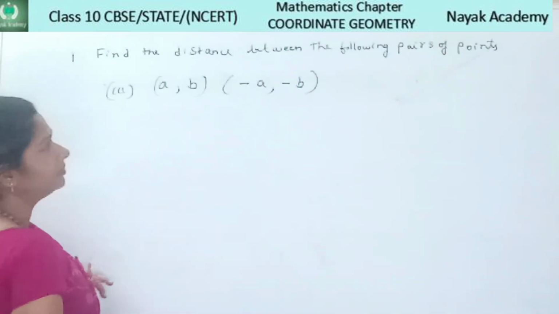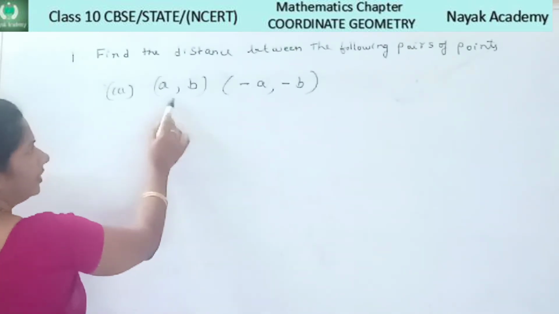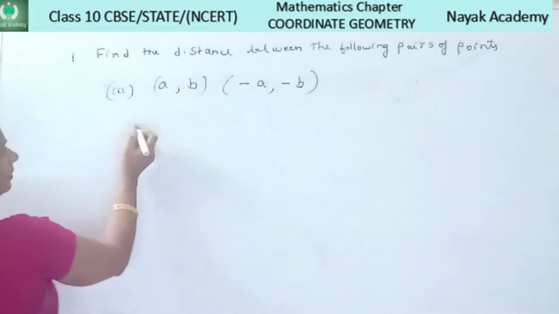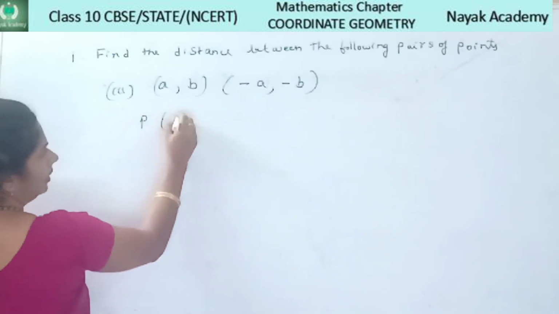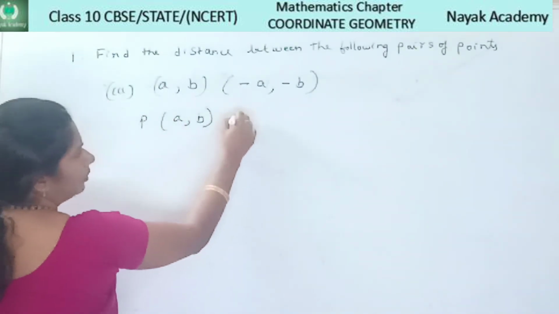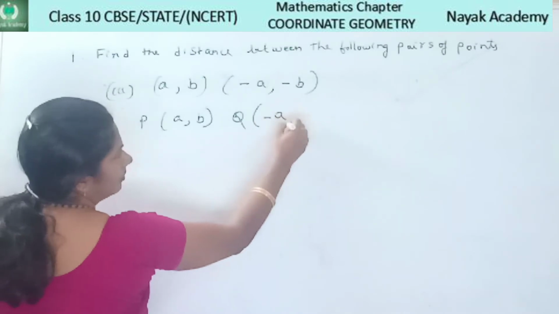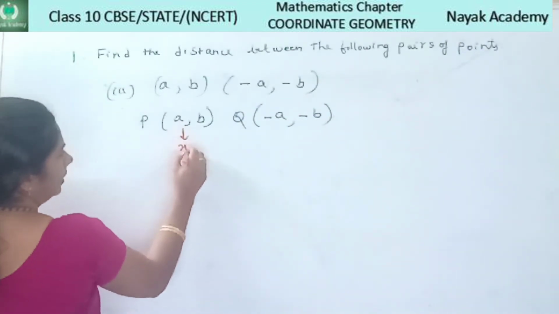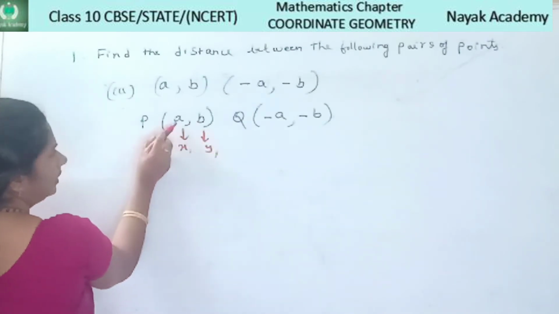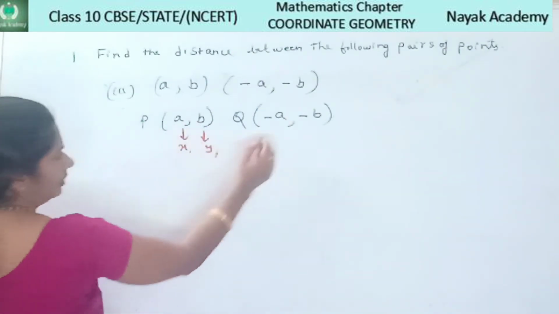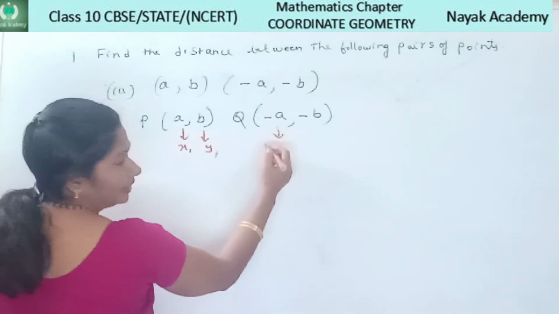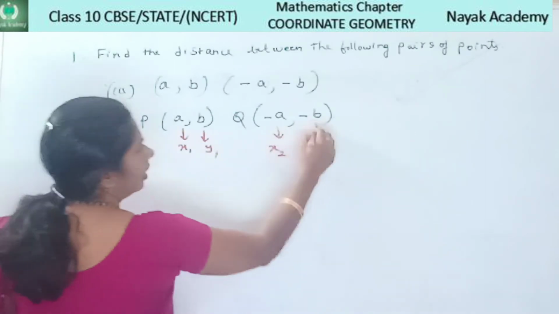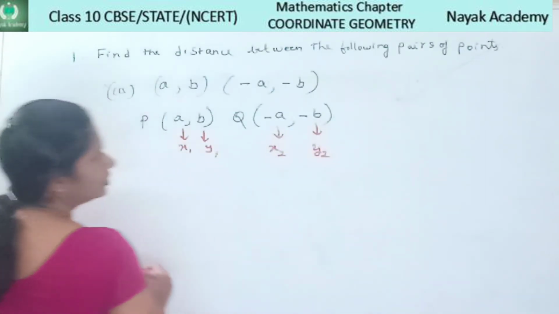Coming to the third problem, the given pair of points are (a, b) and (minus a, minus b). Let me name the points as P (a, b) and one more point Q (minus a, minus b). x1, y1: the x coordinate is a and the y coordinate is b. Now here the x coordinate or abscissa is minus a. Let me name that as x2, and this y coordinate is y2.